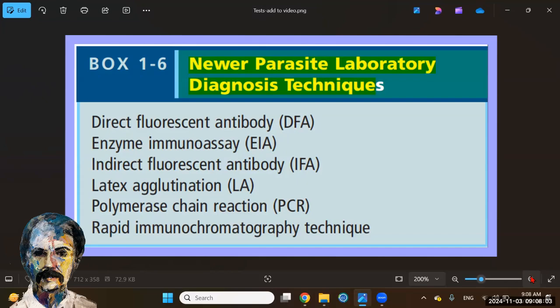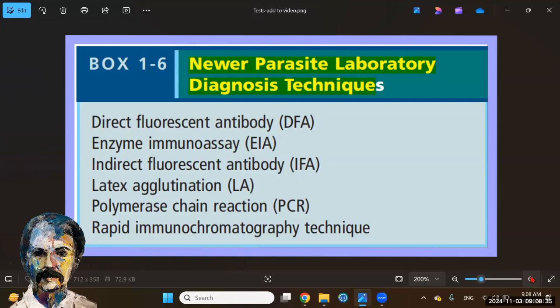Wet mount microscopy needs patience. You know what patience means? You have to scan the whole cover slip, which might take you 2-3 minutes. Most of the technicians spend a few seconds. Negative, and that's all. So first of all, wet mount using saline or iodine for intestinal parasites. We'll talk about this in the lab.